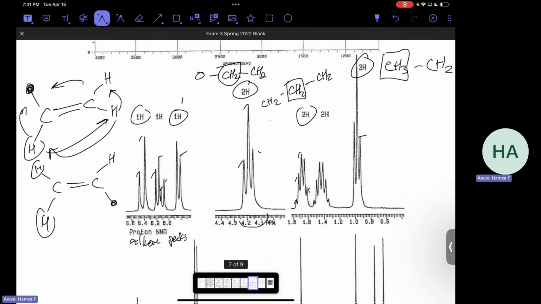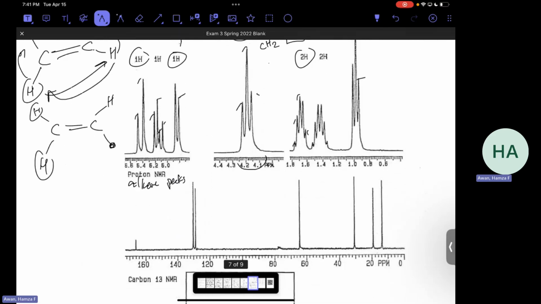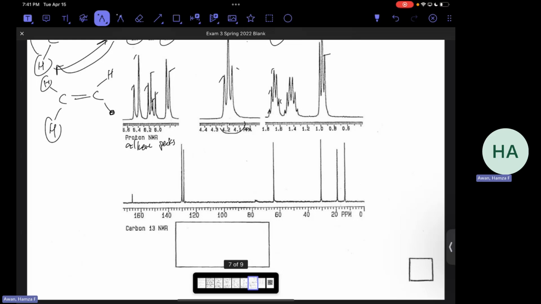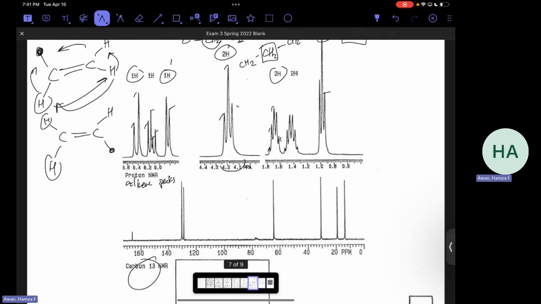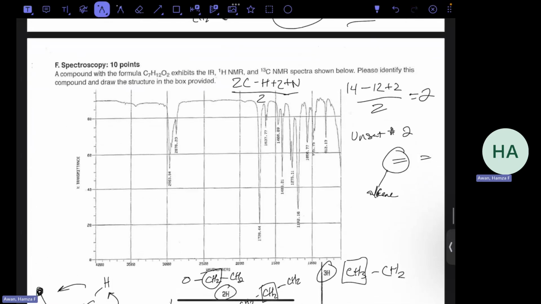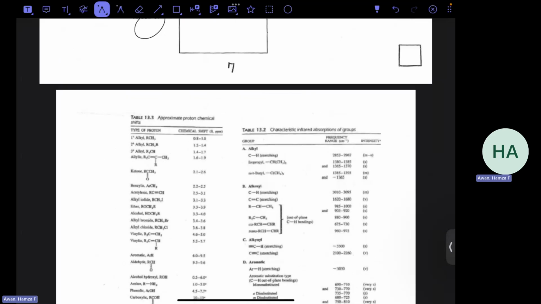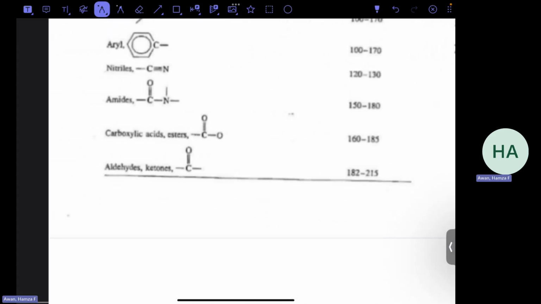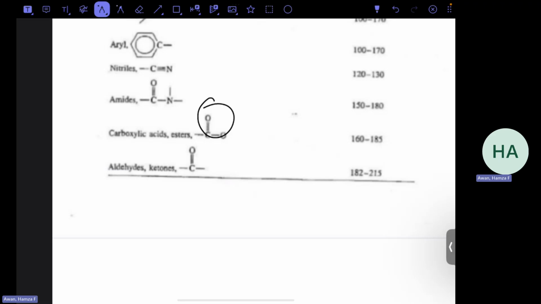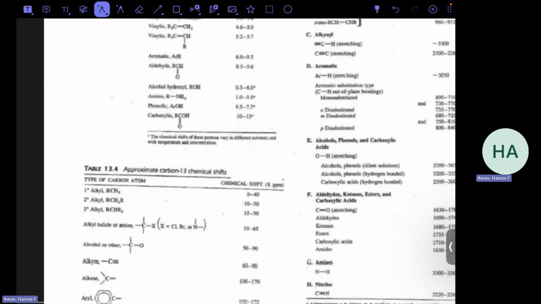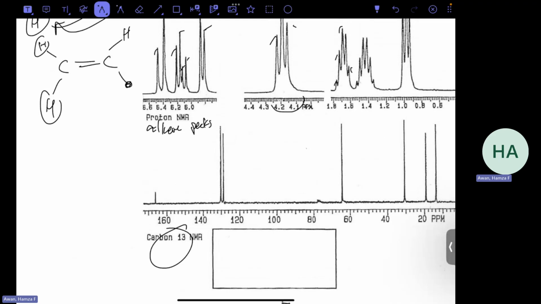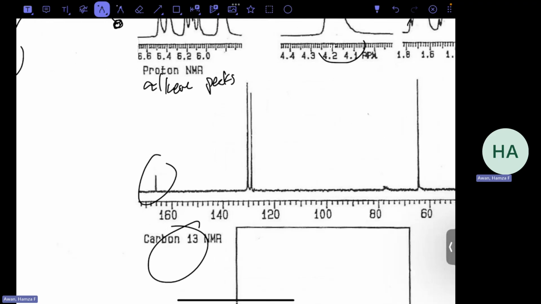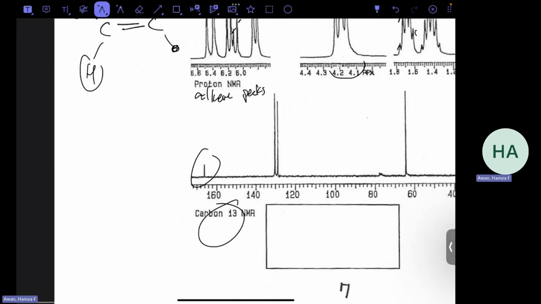So now let's see if we can put it together. Actually, I like to look at the carbon-13 NMR just in case. So we have two oxygens here. If we look at the carbon-13 NMR, if we have two oxygens, we could have carboxylic acids and esters, right? So that's at carbon-13 of 160 to 185. And if we look here, yeah, we have one exactly at around 165, right?